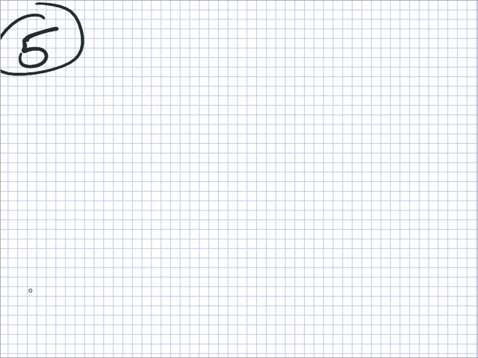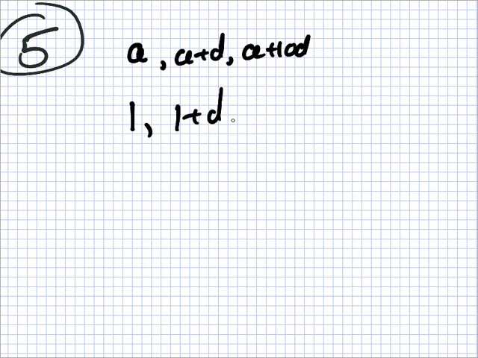The sequence is in arithmetic progression. The first, second, and 11th term are geometric, and the first term is 1. So the terms are 1, 1 plus D, 1 plus 10D. What is the D and the OR?